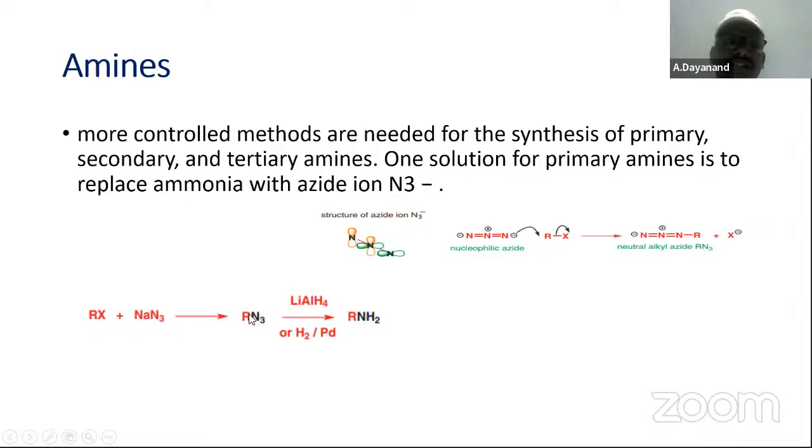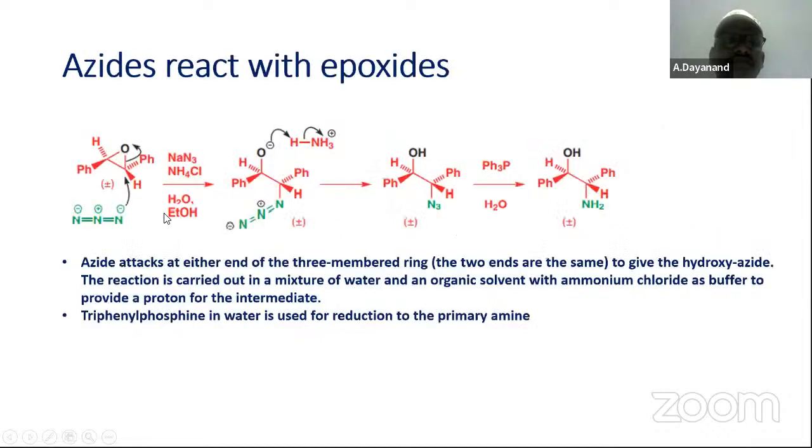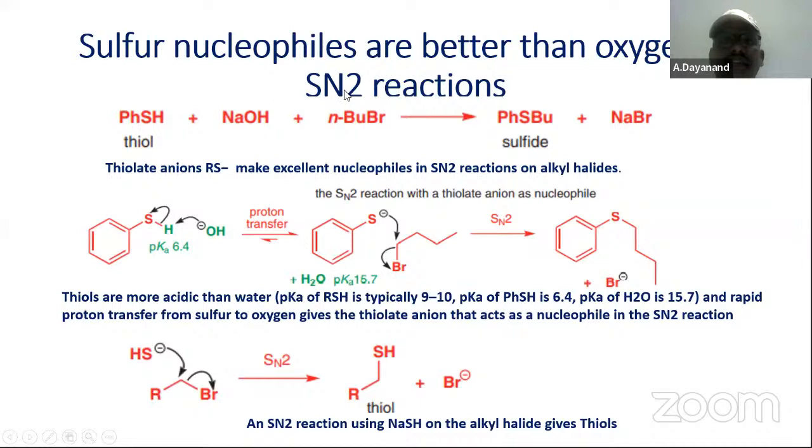Okay, RN3 is formed. Azides react with epoxides. Azides also react with epoxides, which is also a nucleophilic substitution reaction, to give a hydroxyazide. Then it is also a nucleophilic substitution reaction where the epoxide is opened on one end of the chain.